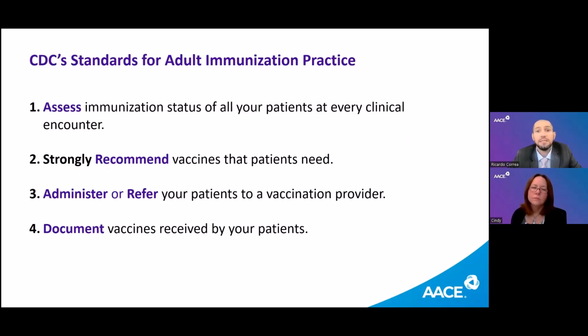The CDC Standards for Adult Immunization Practice recommend: one, to assess immunization status of all your patients at every clinical encounter; two, to strongly recommend vaccines that patients need; three, to administer or refer your patient to a vaccination provider; and four, to document vaccines received by your patients. The CDC standards provide a nice framework for us to think about our coding options for vaccination-related services.